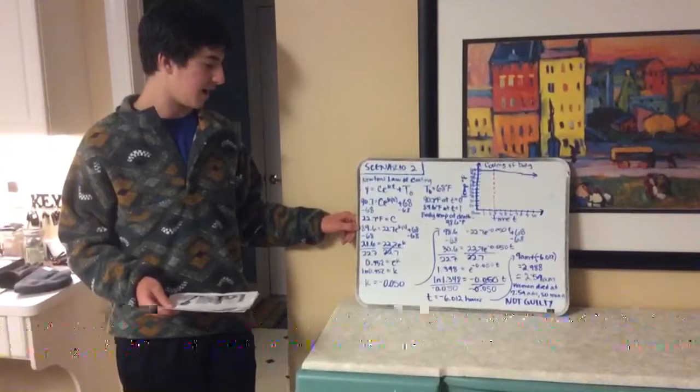So the man is not guilty. So he can indeed be eliminated as a suspect because he arrived at the house 31 minutes after the woman had been killed. So there you go.